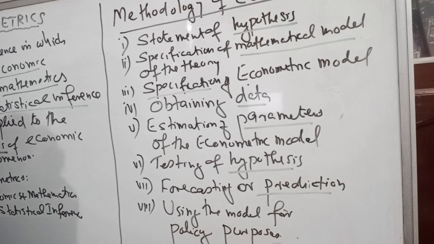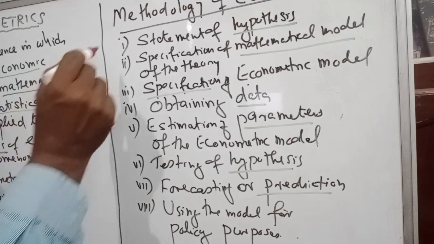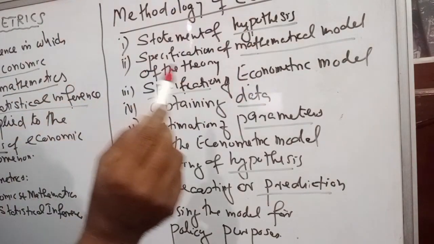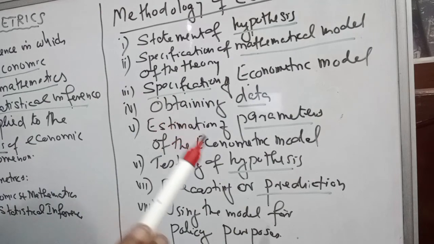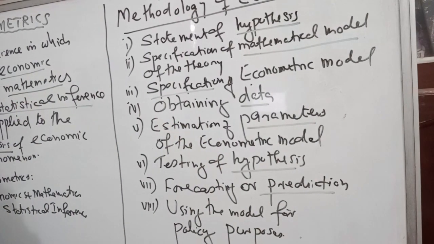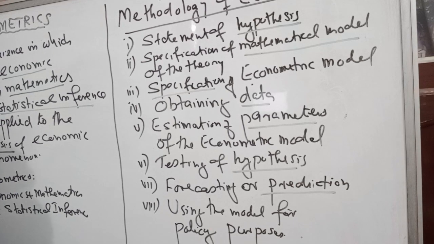And the last one, using the model for policy purposes. We are using it for predicting the future course of events. That is the different steps in econometrics: statement of hypothesis, specification of mathematical model of the theory, specification of econometric model, obtaining data, estimation of parameters of the econometric model, testing of hypothesis, forecasting or prediction, and finally using the model for policy purposes. And this is the problem of econometrics. And each point constitutes different concepts of economics.